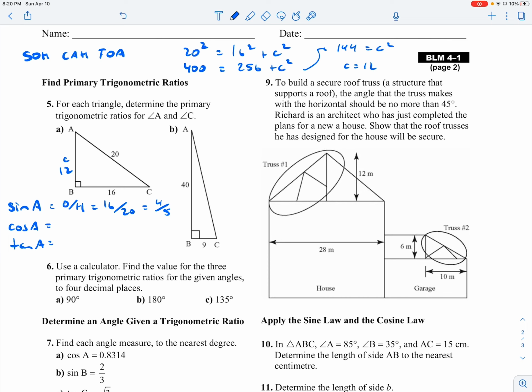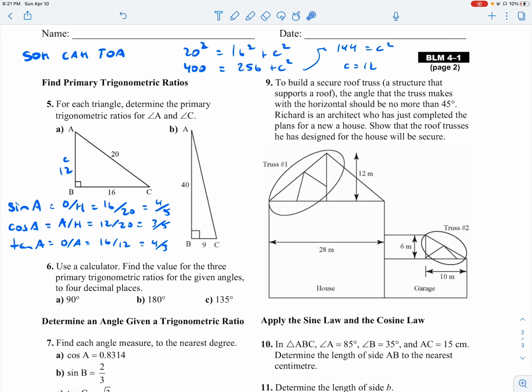We can write out cos A. It's adjacent over hypotenuse. It's going to be 12 over 20. Simplify that, divide both by 4, and we get 3 over 5. Notice it simplifies back down to the Pythagorean triple, the 3, 4, 5. Tan A, so that's opposite over adjacent. Opposite to A is 16, and the adjacent is the 12. So it'll be 16 over 12. Divide both by 4, and we get 4 over 3.